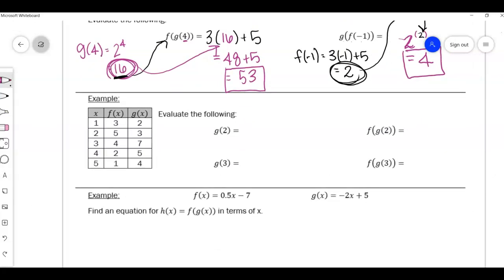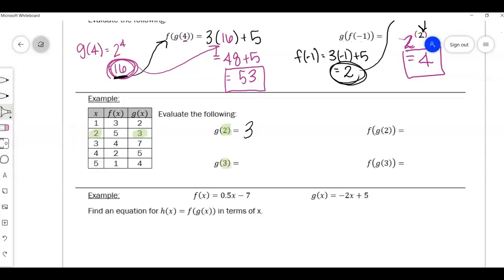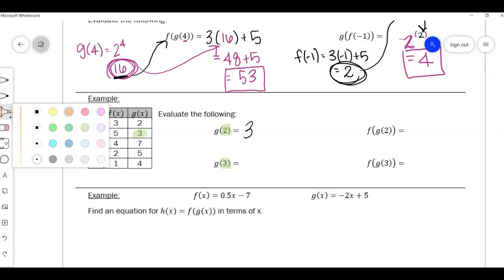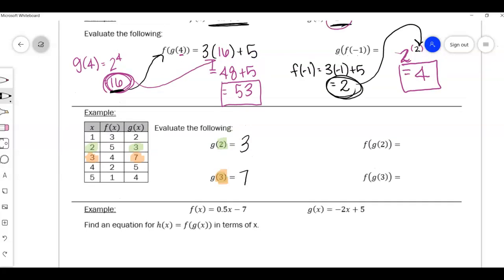In our next example, we're going to use a table. So the first thing, g of 2, easy peasy. We look at the table where x is 2, and we see we get an output of 3. Nothing new there. So our next value, g of 3, I'm going to use a different color here. Where x is 3, we see that our output for g is 7. That is the intermediate step that will help us find f of g of 2 and f of g of 3.